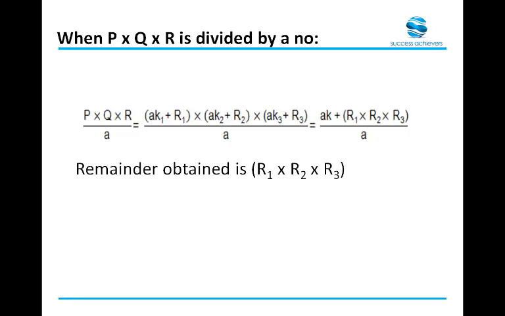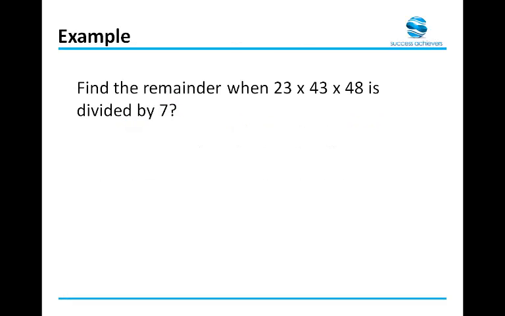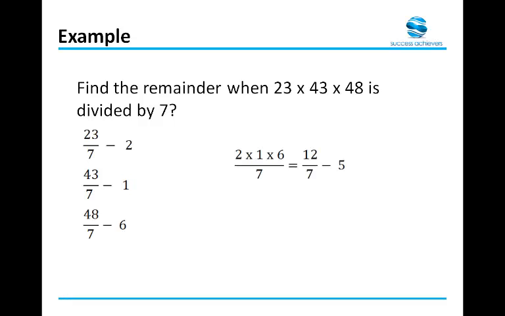So let's take an example to check if you are clear with this method. Find the remainder when 23 into 43 into 48 is divided by 7. So divide individually each of the numbers by 7. 23 when divided by 7 gives you the remainder 2. 43 when divided by 7 gives you the remainder 1. 48 when divided by 7 gives you the remainder 6. So multiply 2 into 1 into 6, which is 12. If I divide 12 by 7, I get the remainder as 5.